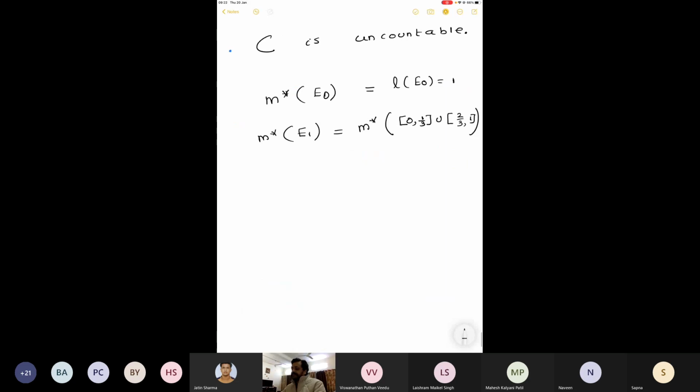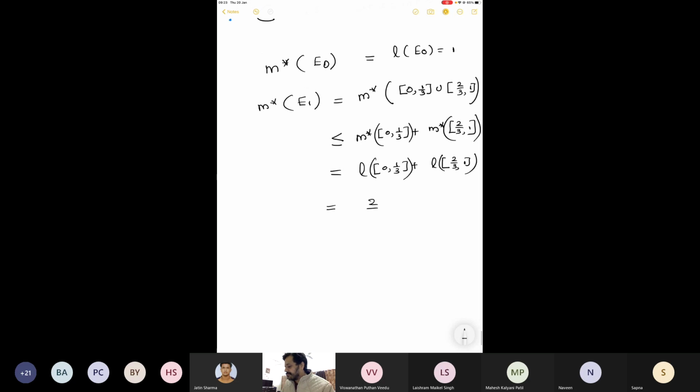And you have proved subadditivity: M star of a union is less than or equal to the sum of the M stars. So this is less than or equal to M star of 0, 1 by 3 plus M star of 2 by 3, 1, by the previous theorem, subadditivity. But these are intervals, therefore M star will be length. That is equal to the length of 0, 1 by 3 plus the length of 2 by 3, 1, and that will give you 2 by 3 square.